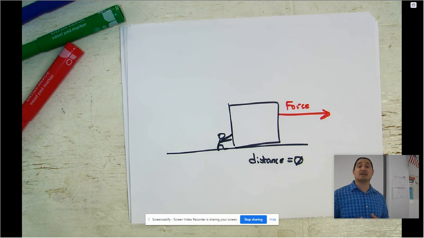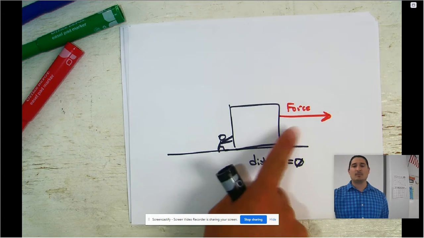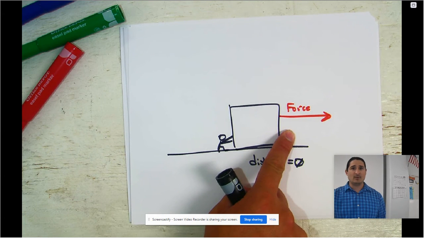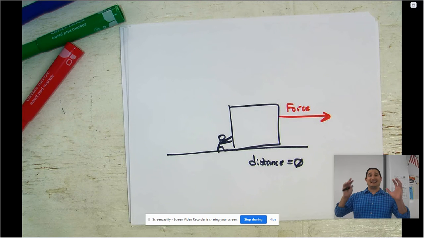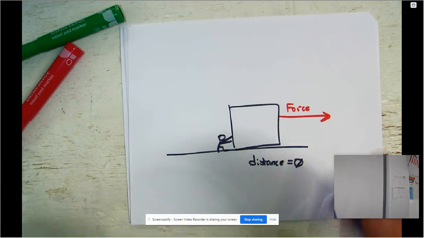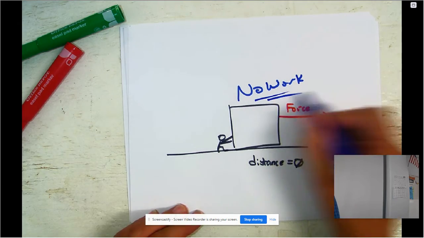So if the box does not move, distance is zero. Even though we're applying a force to it, right? You may be pushing as hard as you possibly can, but it doesn't move anywhere. Think about this. If you push on the outside of the school and you try to get it to move, you're not ever going to be able to move the school just by pushing on it. So you may get tired, you may apply a gigantic force to it, but if your distance is zero, no work, right? There's no work here.